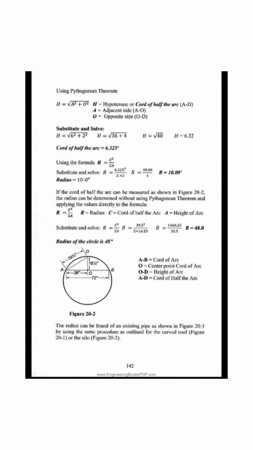Chord of half the arc is the measurement from point A to point D, which is the hypotenuse of the right triangle created by point A to point O and point O to point D as shown in figure 20:1. Using the Pythagorean theorem, as discussed in chapter 1, we can find the value of the hypotenuse, or the chord of half the arc. H equals the square root of A squared plus O squared. H equals hypotenuse or chord of half the arc, AD; A equals adjacent side, AO; O equals opposite side, OD.